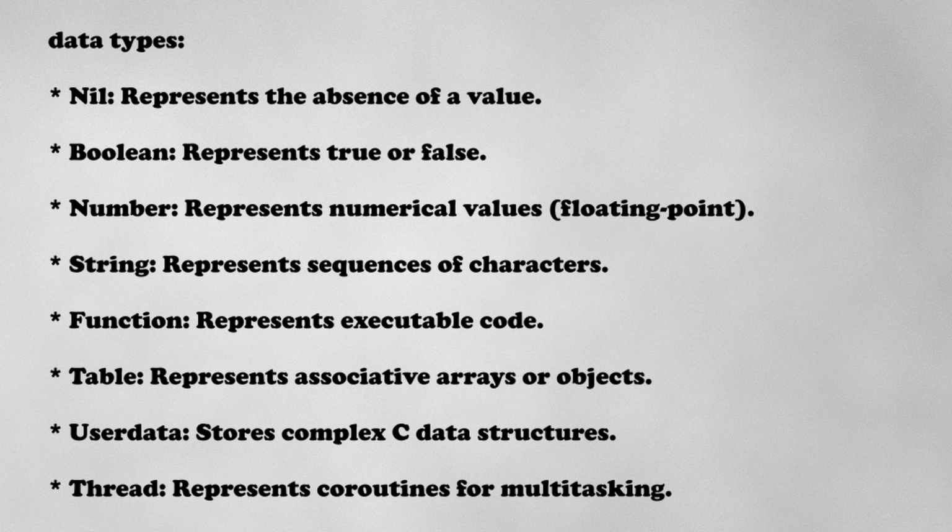Data types. Nil represents the absence of a value. Boolean represents true or false. Number represents numerical values, floating point. String represents sequences of characters. Function represents executable code. Table represents associative arrays or objects. User data stores complex C data structures. Thread represents coroutines for multitasking.